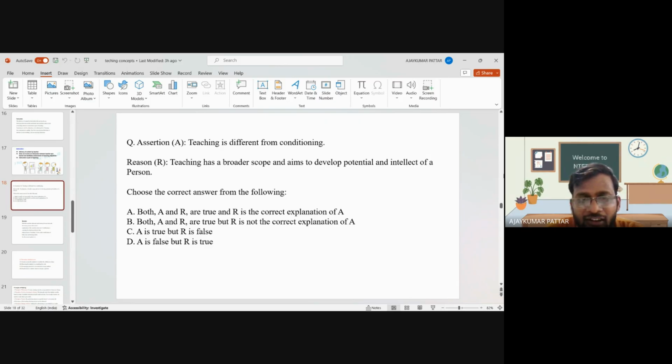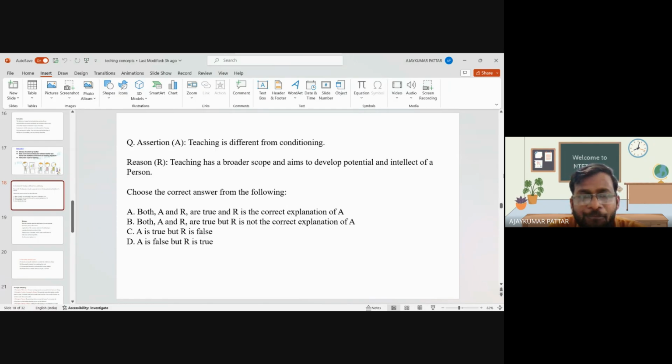If both are same, why are they giving the terms teaching and conditioning? Teaching only we are dividing into conditioning, training, indoctrination, and instruction. When we give different names, they are slightly different from the main teaching aspect. That's why they have given conditioning, training, indoctrination, and instruction. So the first statement, teaching is different from conditioning, is true.